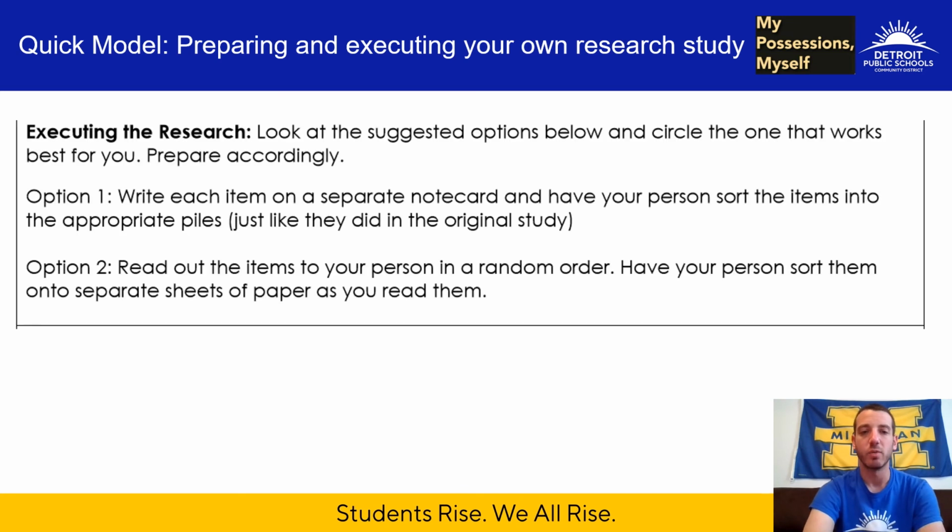Okay, let's start with the 2 options that are listed here, also on your note catcher, that are suggested options of how you can carry out the research study. You have to choose one of the 2 options. So option 1, you can write each of the items on a separate note card and have your person sort the items into the appropriate piles, just like they did in the original study. So this is exactly the same as the original study in the article.